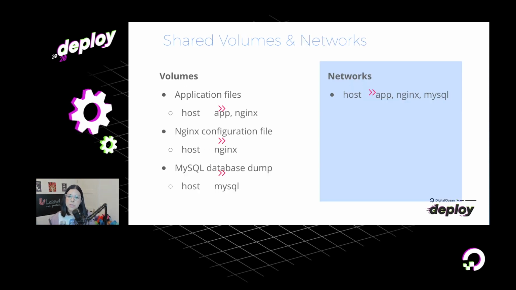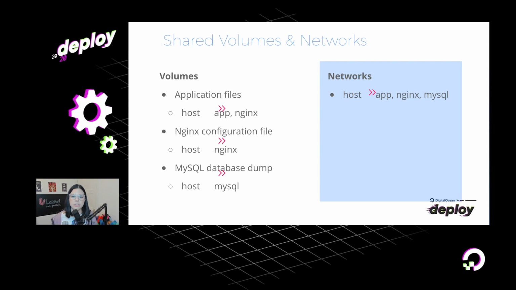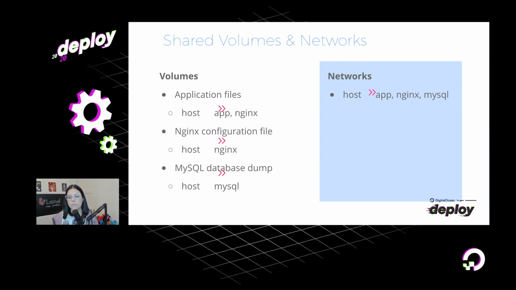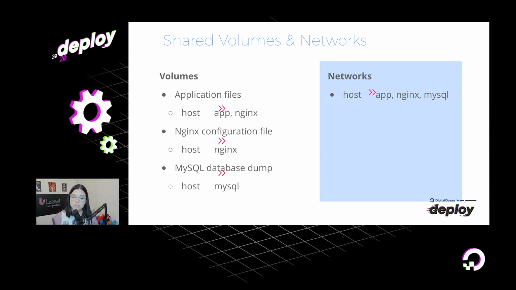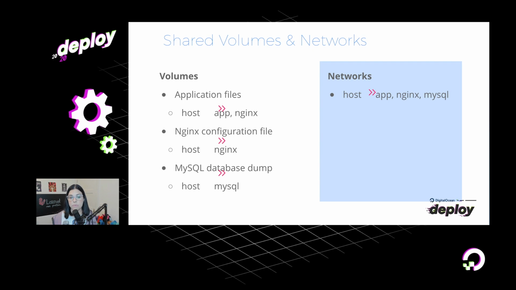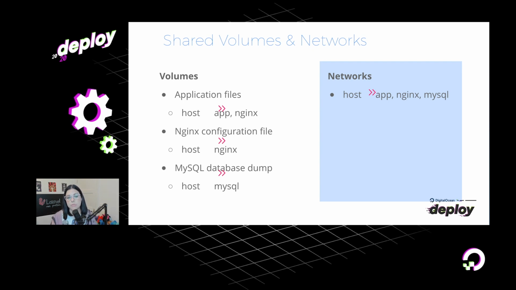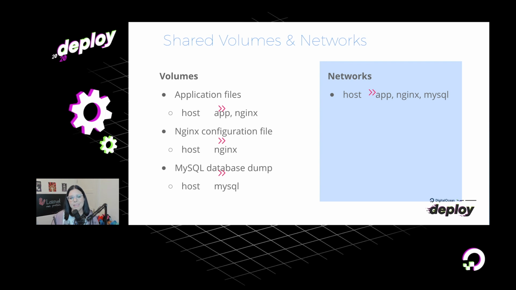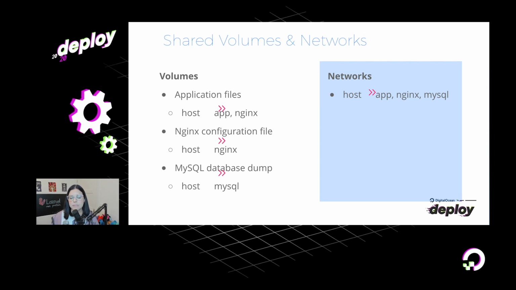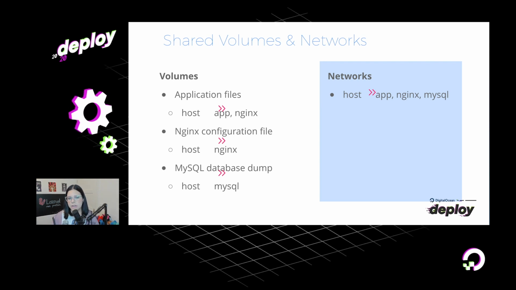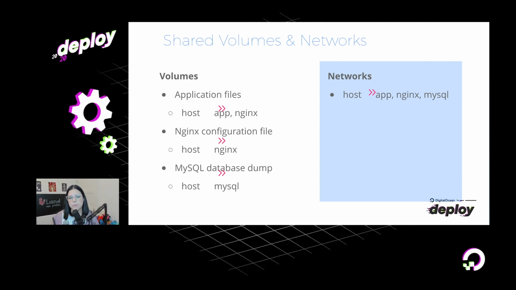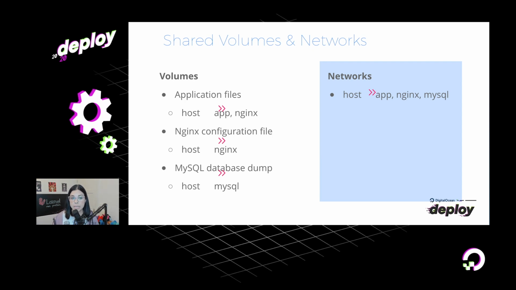Okay, in terms of volumes and networks, we're going to need to share some files. The application files need to go both on the app container and on the Nginx container. We need to run PHP, Composer, and artisan commands, so we need the files to be there on the PHP container, which is called app. And also on the Nginx container, because it's where the application is served. We're also going to need to share the Nginx configuration file and the MySQL database dump to set up and get our environment up and running quickly.